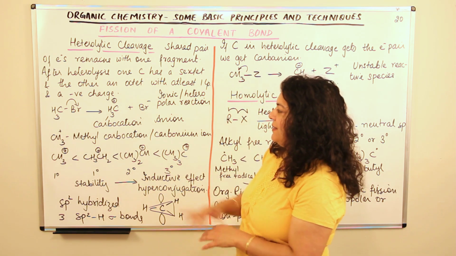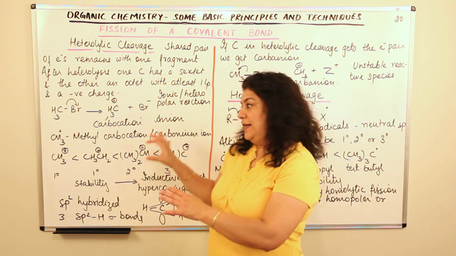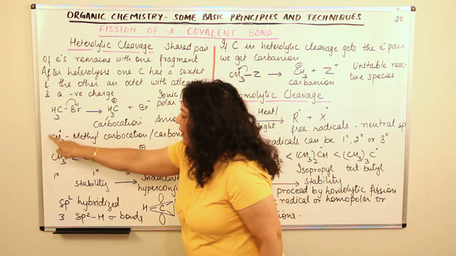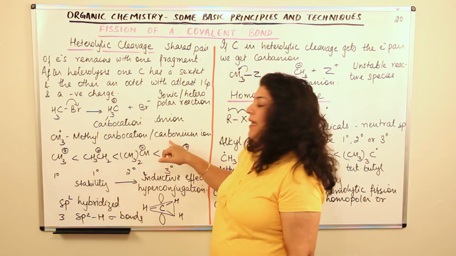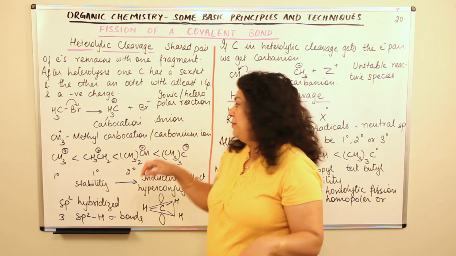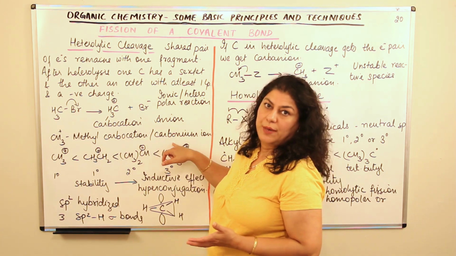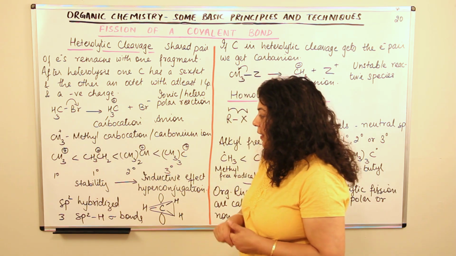We'll come to that later. Let us first understand this. So a carbocation is formed and an anion is formed. And one example is this methyl carbocation, which was formed in this reaction. Previously it was known as the carbonium ion, and we still call it the methyl carbonium ion. And we also call it the carbocation.